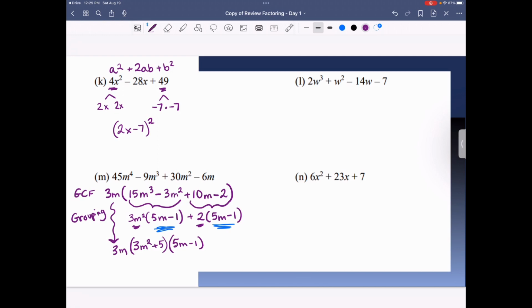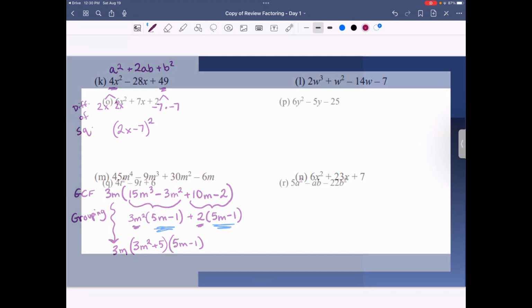And I should say above that this was a perfect square trinomial. No, it wasn't. I'm sorry. Oops, erase, erase. That was not a perfect square trinomial. See, I already forgot what we did. That was a difference of squares. And writing them on the side is helpful so that you know what type of problems we're doing. Okay, let's pause the video and do L and N together as a class.